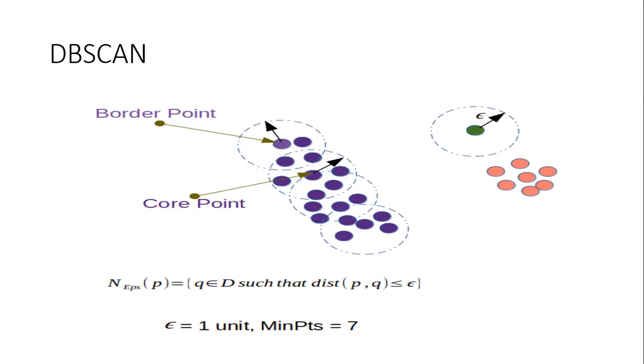Okay, I will ask you, what about this point? If I draw the circle around that, I think this is a circle. So this is on the border of 1, 2, 3, 4, 5, 6, 7. So one of these is also the core point. So I have a series of core points together.